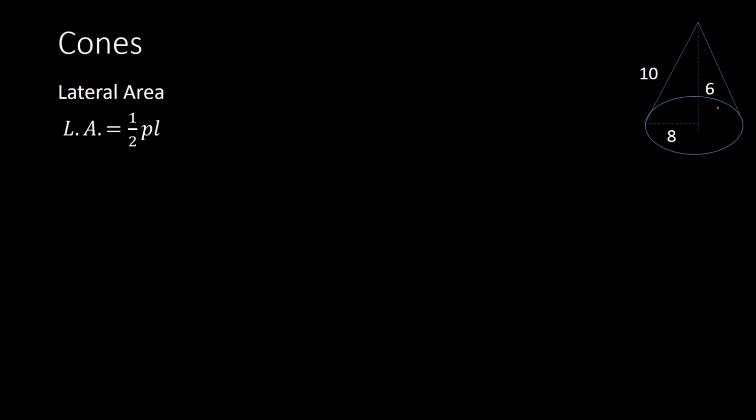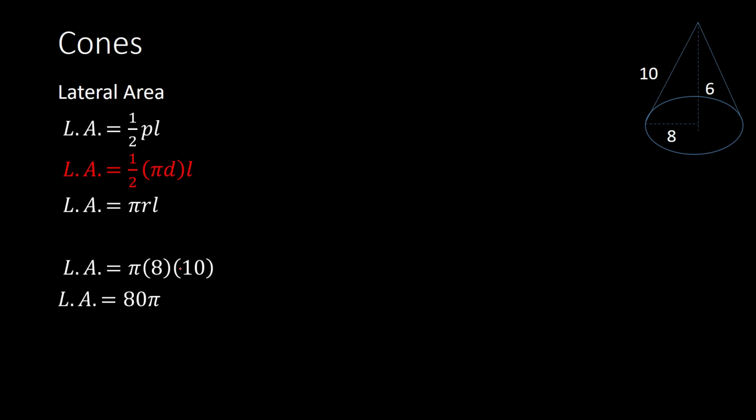So the perimeter of the base we can replace with your circumference formula, which would be pi times diameter. And if we wanted, because 1/2 of the diameter is the radius, we could think of this as pi times radius times slant height. And then using this picture, we have 8 for the radius, slant height is 10, so you plug those numbers in, you get 80 times pi.